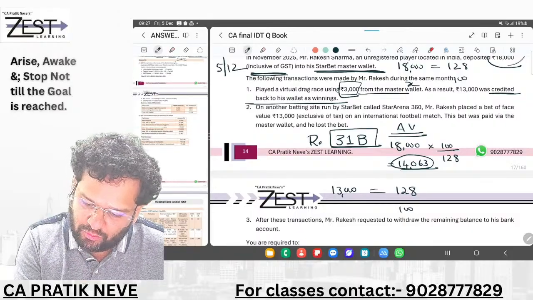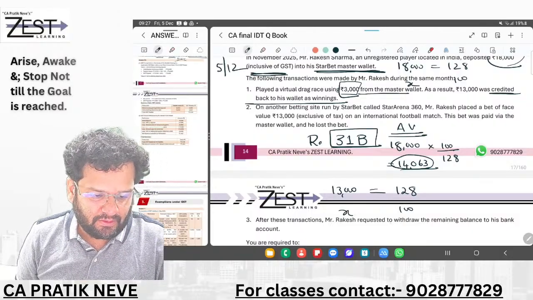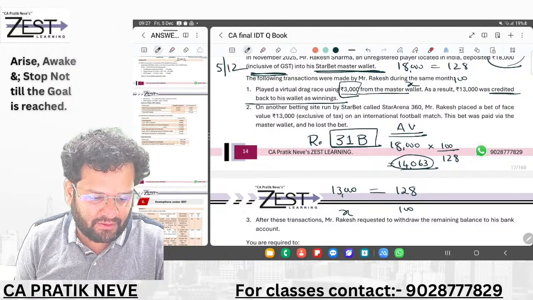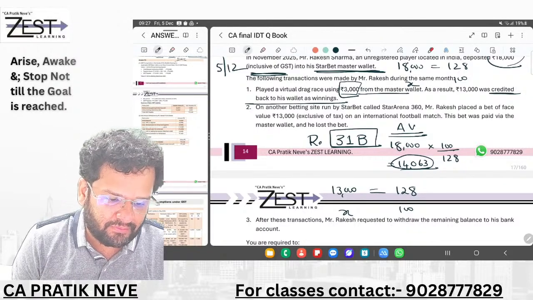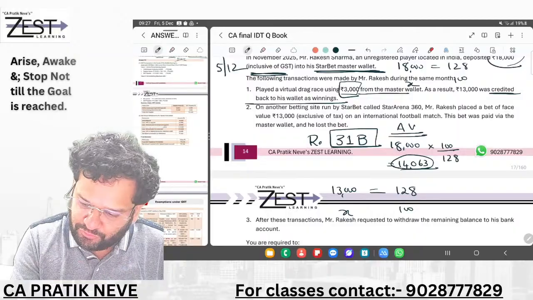So 100 is how much? Calculate 13,000 into 100 divided by 128. That is 10,156.